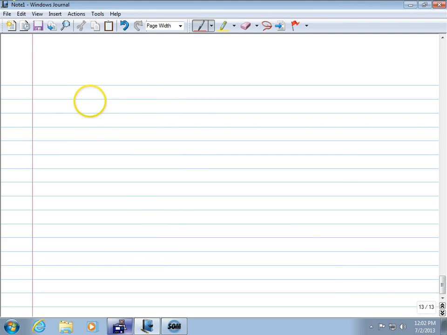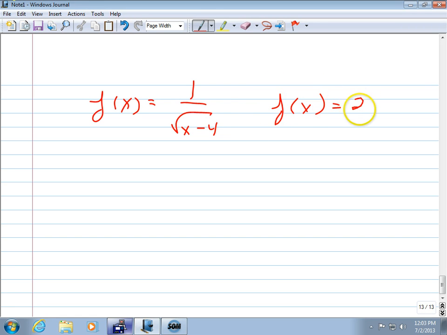What if f of x is 1 over the square root of (x minus 4)? And this is the question: solve for x when f of x is 2. So how do you do that? How do you solve for x? You're plugging 2 in where? In place of f. F of x, or f is like y, okay? So I'm going to say 2 equals 1 over the square root of (x minus 4). How do you solve for x?